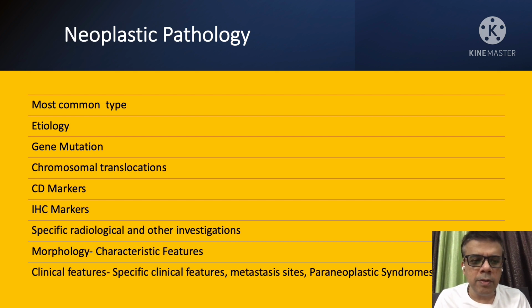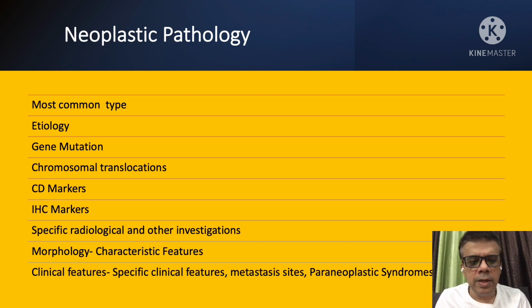The CD markers are very important, extremely important, especially for hematopoietic neoplasms, and certain other neoplasms as well. For CD markers, you just need to remember the important ones, especially of non-Hodgkin's lymphomas and acute leukemias. IHC markers: you don't need to go through all the IHC markers, but the important IHC markers which have been commonly asked in previous years, pertaining to the different topics, you need to remember. This is very, very important.